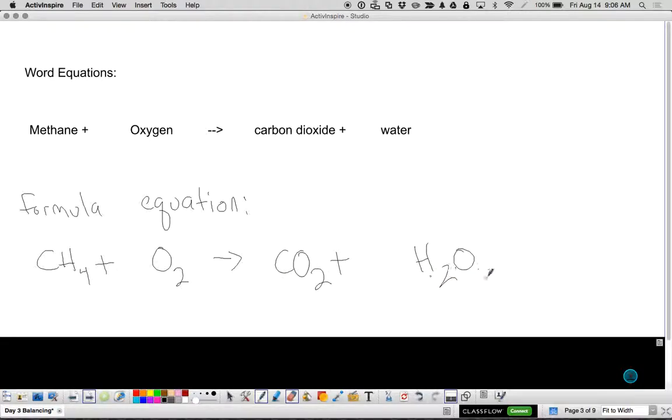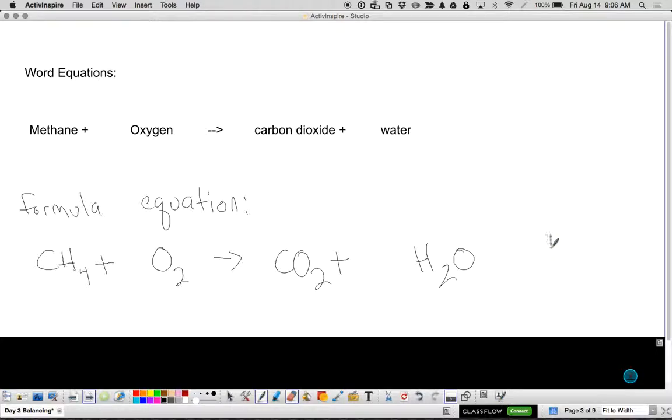So if I look at this, I have some problems. Why don't you pause, look at this formula equation, and tell me if you can figure out what the problem is. If you look at this, I have 4 atoms of hydrogen on this side. Let's say that this is single molecule scale. I have 4 atoms of hydrogen on this side, but I only have 2 atoms of hydrogen on this side, which means that I have destroyed 2 atoms of hydrogen. And on this side, I have 2 atoms of oxygen, and on this side I have 3 atoms of oxygen, which means that I have created 1 atom of oxygen.